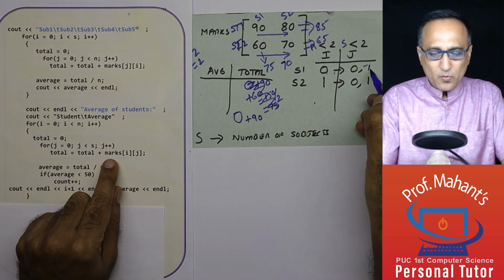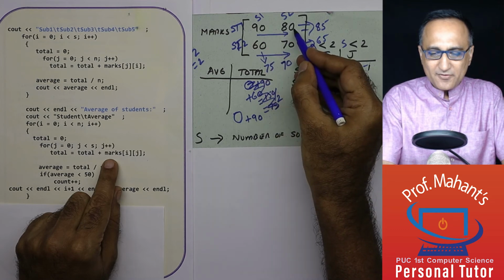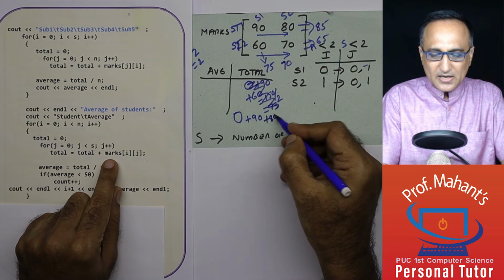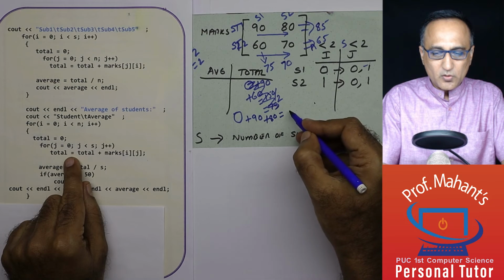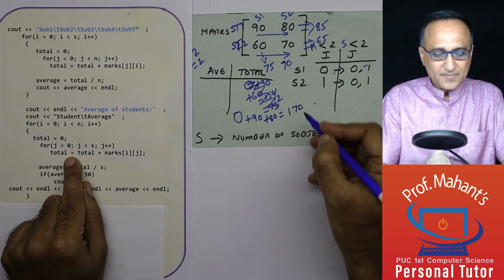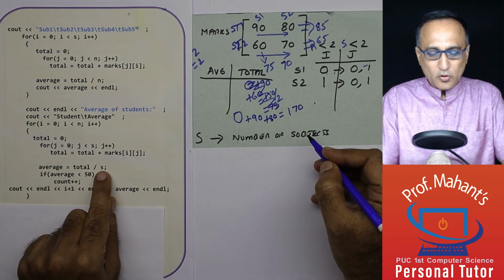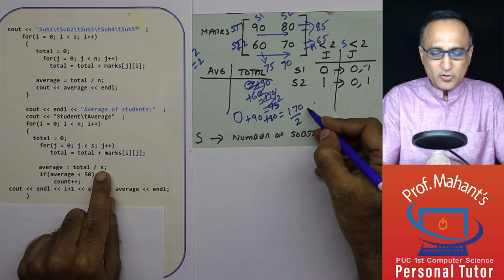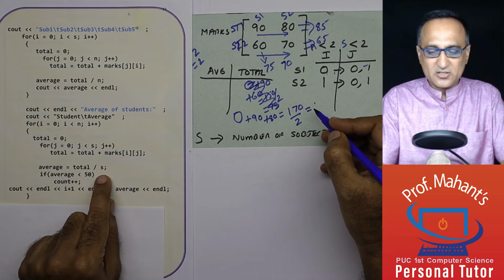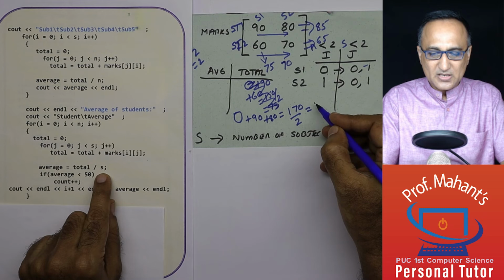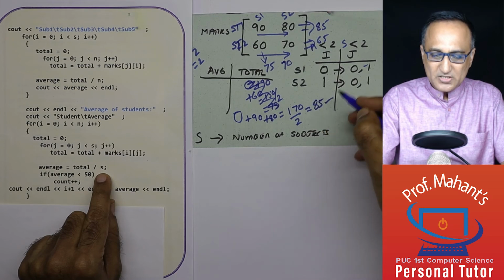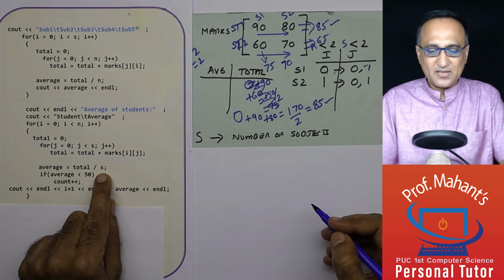Now I increase j by 1. 0, 1 refers to 80. 90 plus 80, total is now equal to 170. Average is equal to total upon number of students. 170 upon 2 is equal to, sorry, number of subjects, not students. Yes, n stands for number of subjects, is equal to 85, which is exactly the value I am getting here.